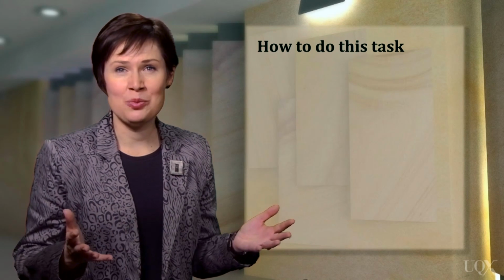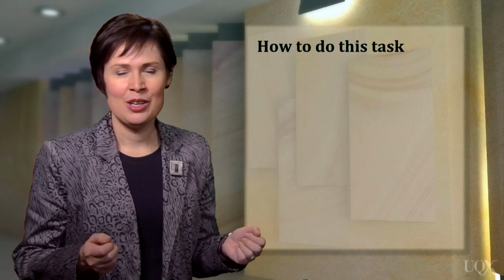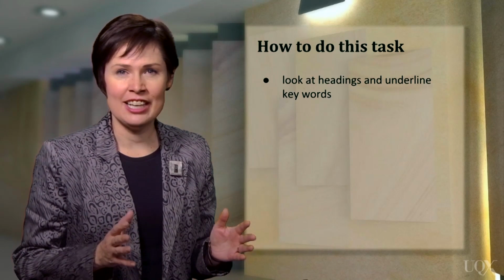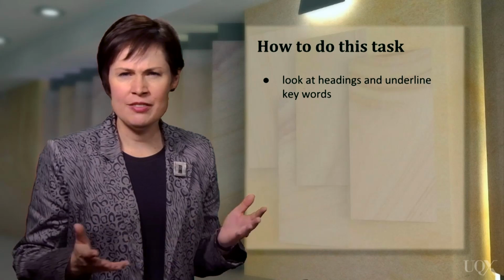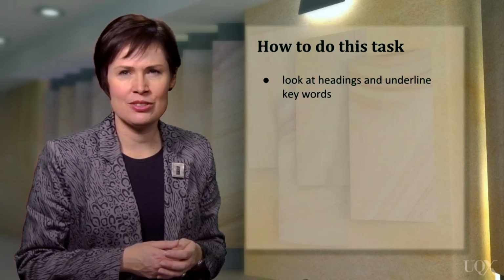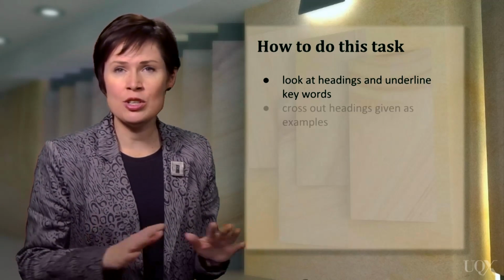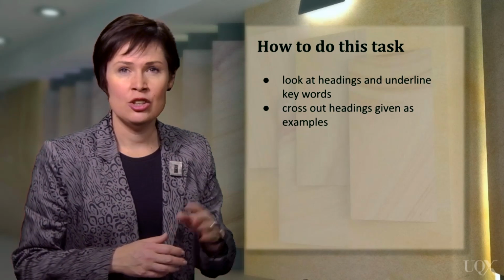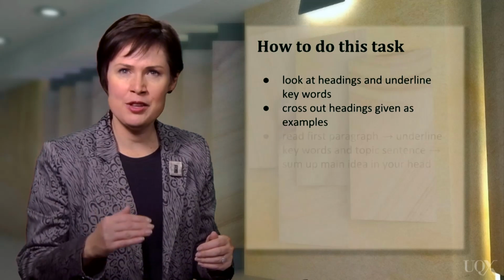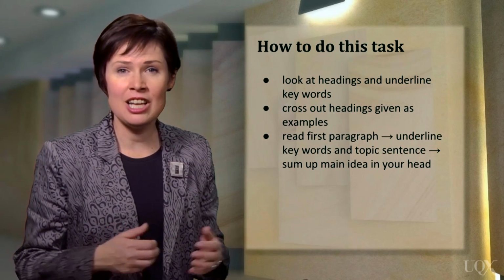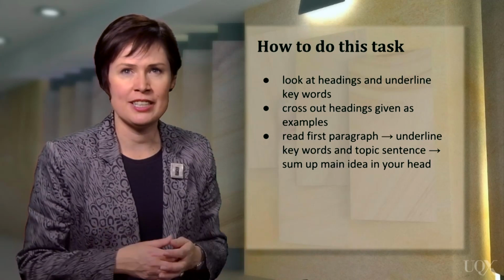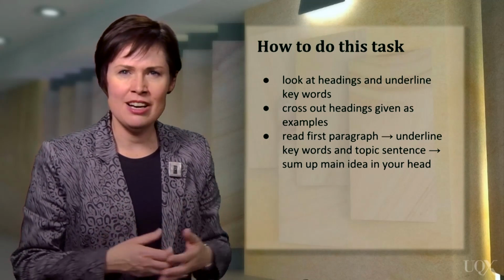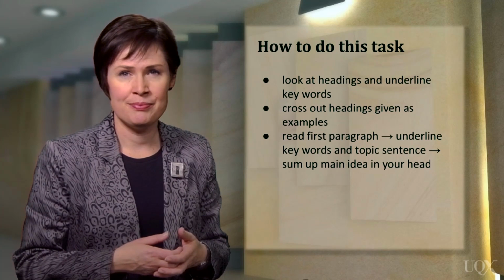So what is the best way to approach this task? Well, first of all, look at the list of headings and underline the key words. Check if any of the headings are given as examples. If they are, cross them out so that you are not tempted to use them. Then, go to the reading text and read the first paragraph, underlining the key words and the topic sentence if you can find one. Try to sum up the main idea of the paragraph in your head.